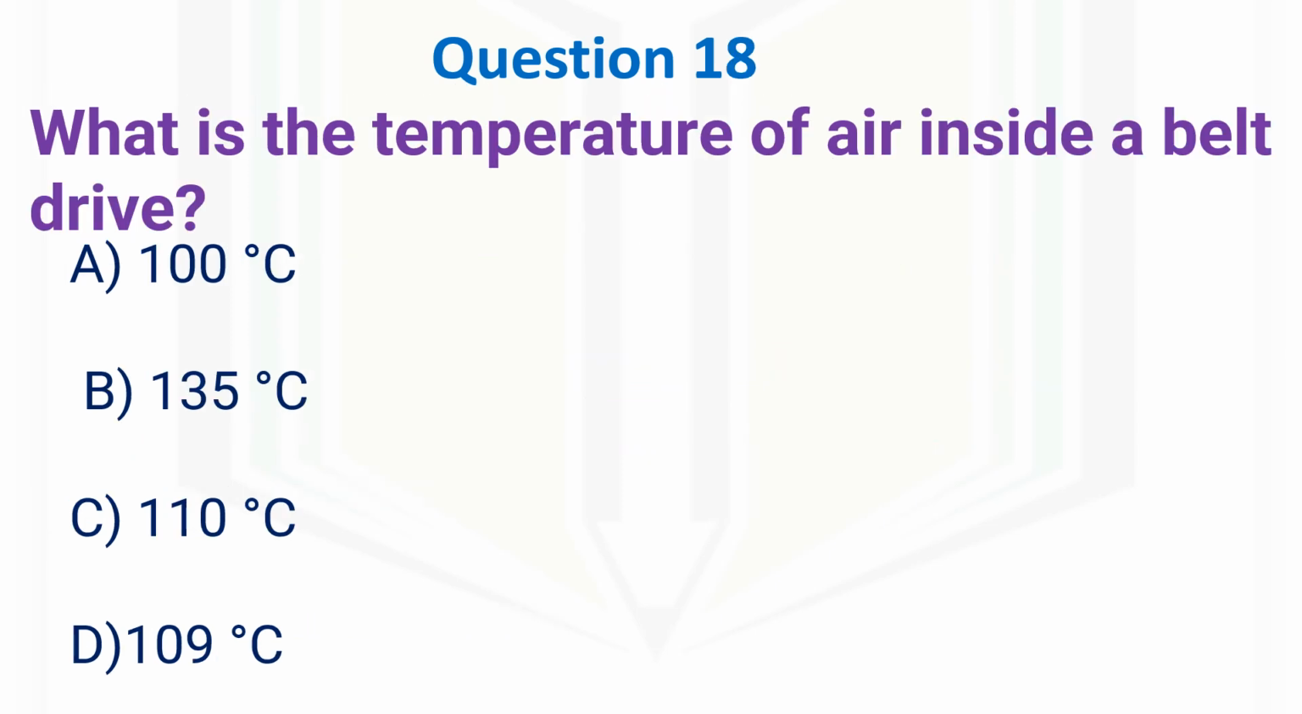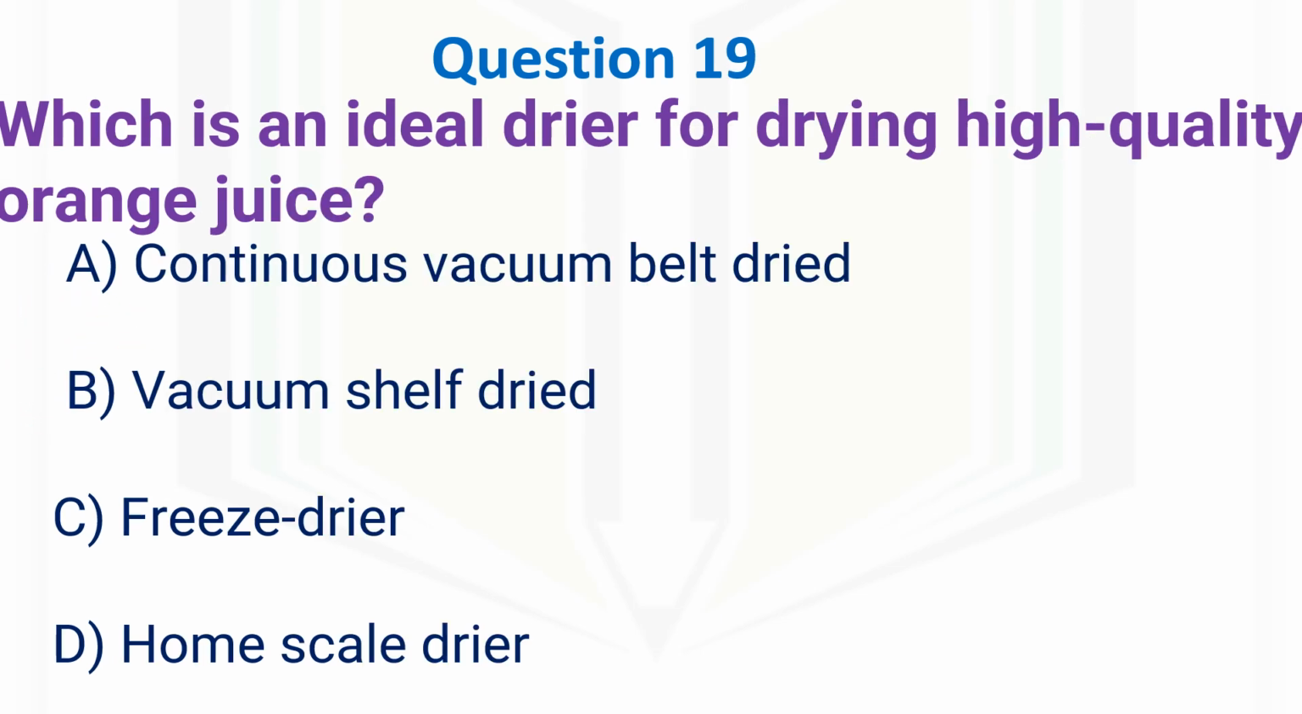Question number 18. What is the temperature of air inside a belt dryer? Options are 100 degrees Celsius, 135 degrees Celsius, 110 degrees Celsius and 109 degrees Celsius. Correct option is option number B, 135 degrees Celsius. Question number 19. Which is an ideal dryer for drying high quality orange juice? Options are continuous vacuum belt dryer, vacuum shelf dryer, option C is freeze dryer and option D is home scale dryer. The correct option is option number A, continuous vacuum belt dryer.